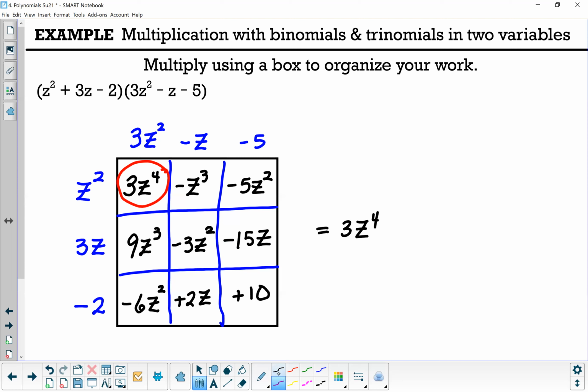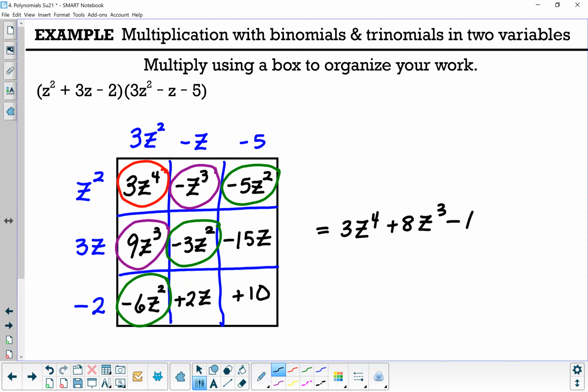All right, then we have the negative 1z cubed and the 9z cubed. So that gives us a plus 8z cubed. All right, then the minus 5z squared and the minus 3z squared and the minus 6z squared. That gives us minus 14z squared.